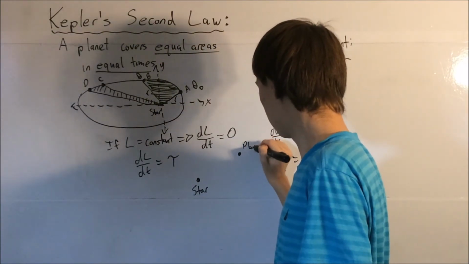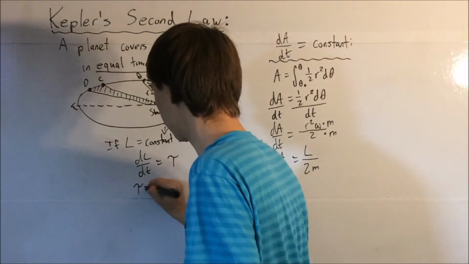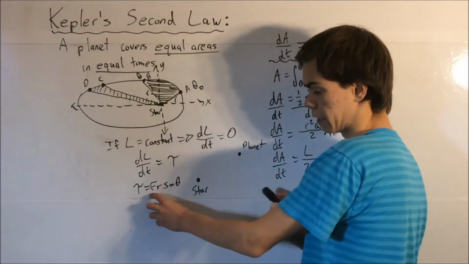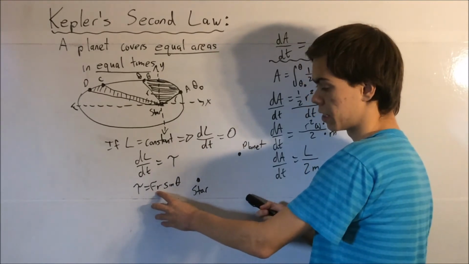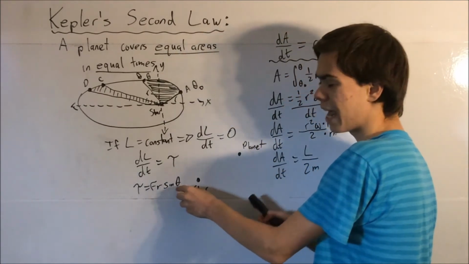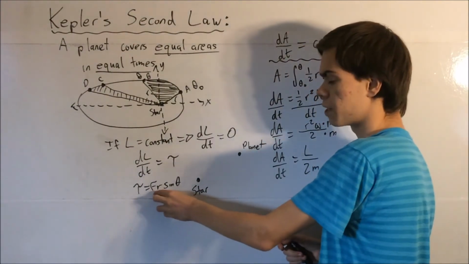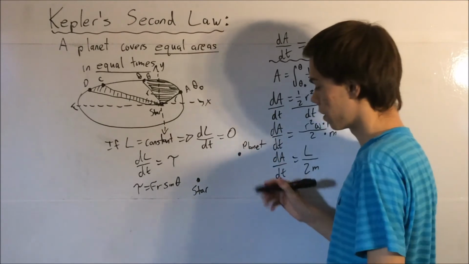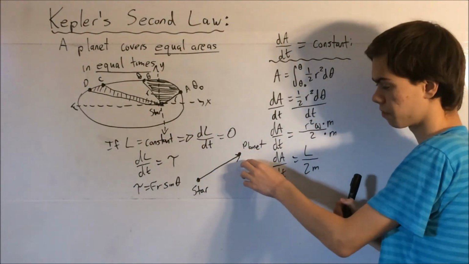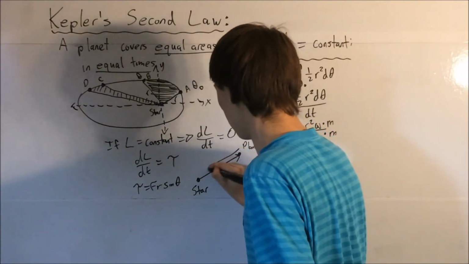So, at any position, we know that the torque acting on an object is just equal to Fr sine theta, where we have the magnitude of the force vector times the magnitude of the position vector, the distance from the star to the planet, times the sine of the angle between the force vector and position vector. So let's see what the force and position vectors would look like for the planet. The position vector of the planet would just be a line drawn from the star to the planet. The force vector would be the force acting on the planet, which is directed towards the star.